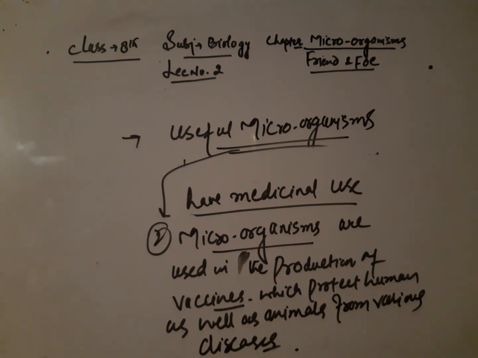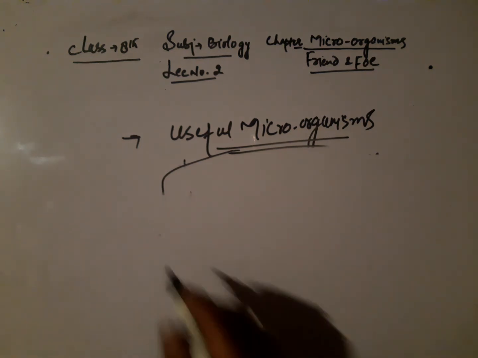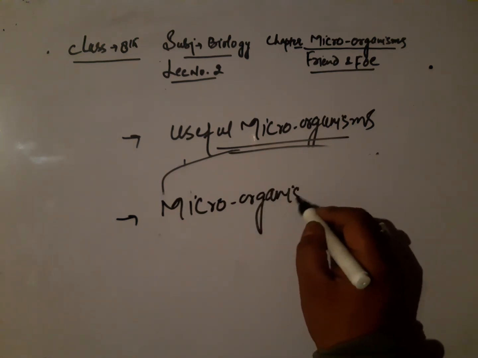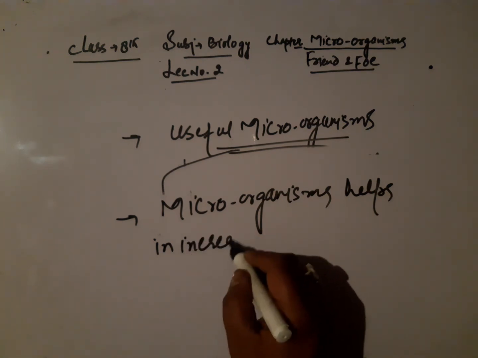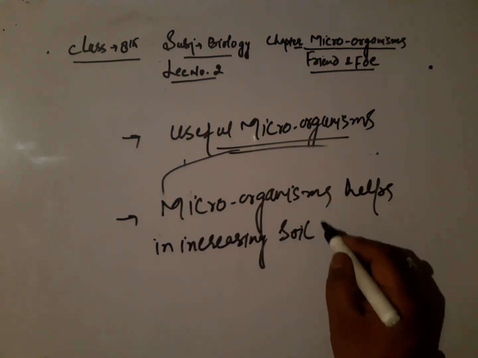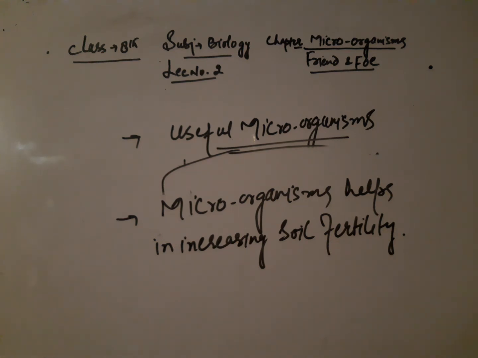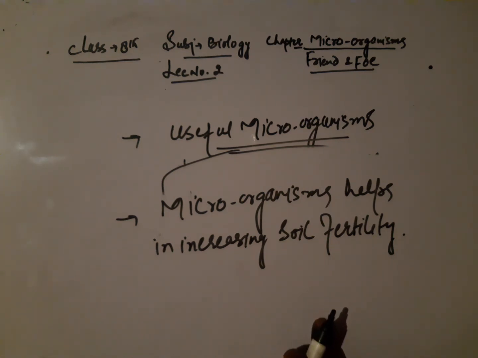The next important use of microorganisms is that they help in increasing soil fertility. For example, they fix the atmospheric nitrogen and convert it into nitrogenous compounds, whether nitrite or nitrate, which get added into the soil, and with that the fertility of the soil increases.